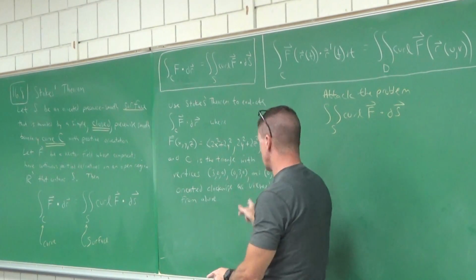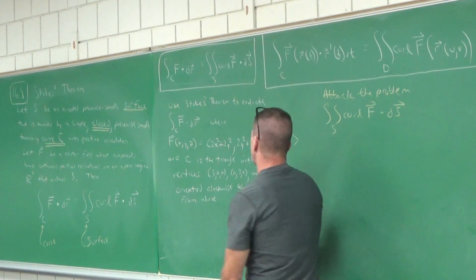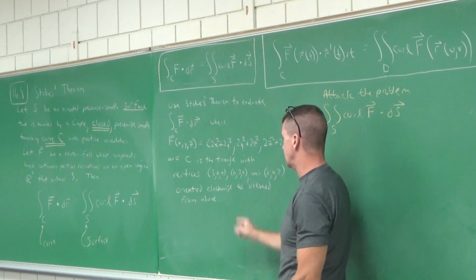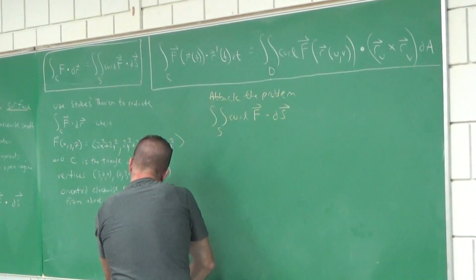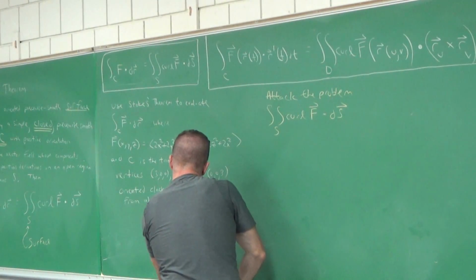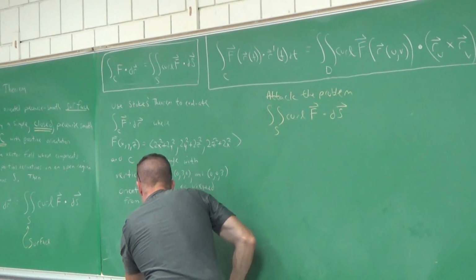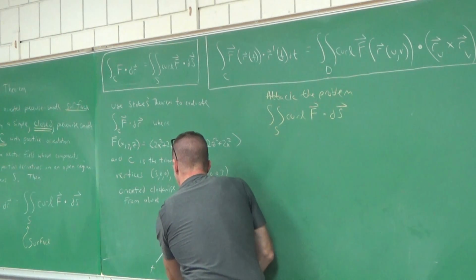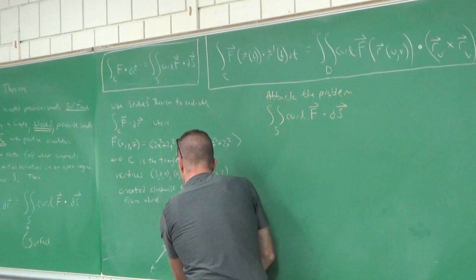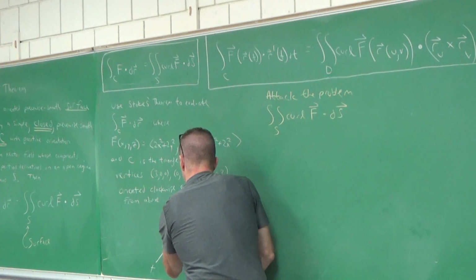So can we draw a picture of this? Everyone, there's a triangle. It's got these vertices. Can we just draw a picture of that? What does that look like? All right, y-axis, z-axis, x-axis, 1, 2, 3, 1, 2, 3, 1, 2, 3.